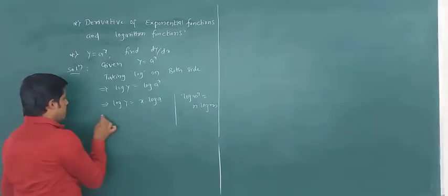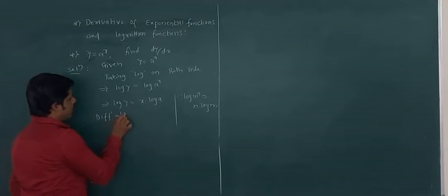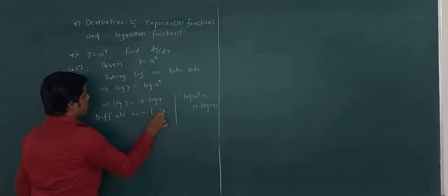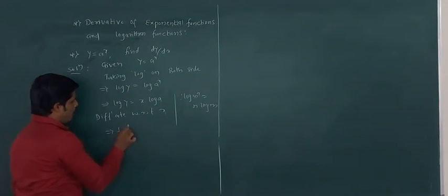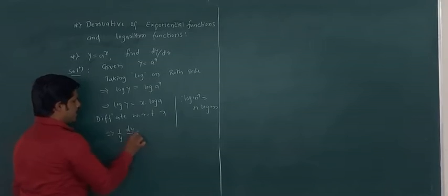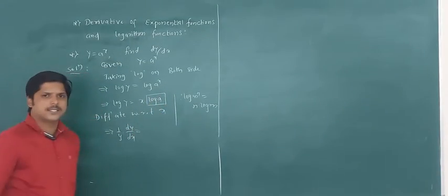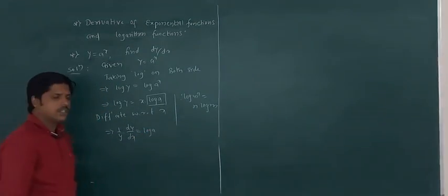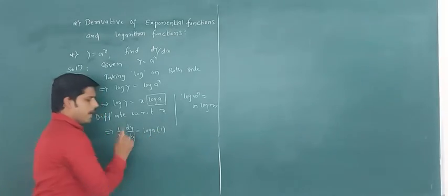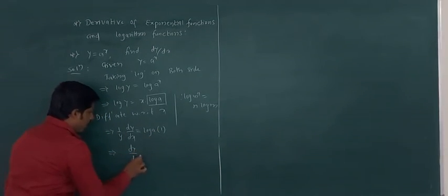So now differentiate this with respect to x. Log y differentiation is 1 by y into dy by dx, is equal to, here log a is a constant term, so log a keep as it is, and x differentiation is 1, so 1. So this implies, find dy by dx. So solve for dy by dx.